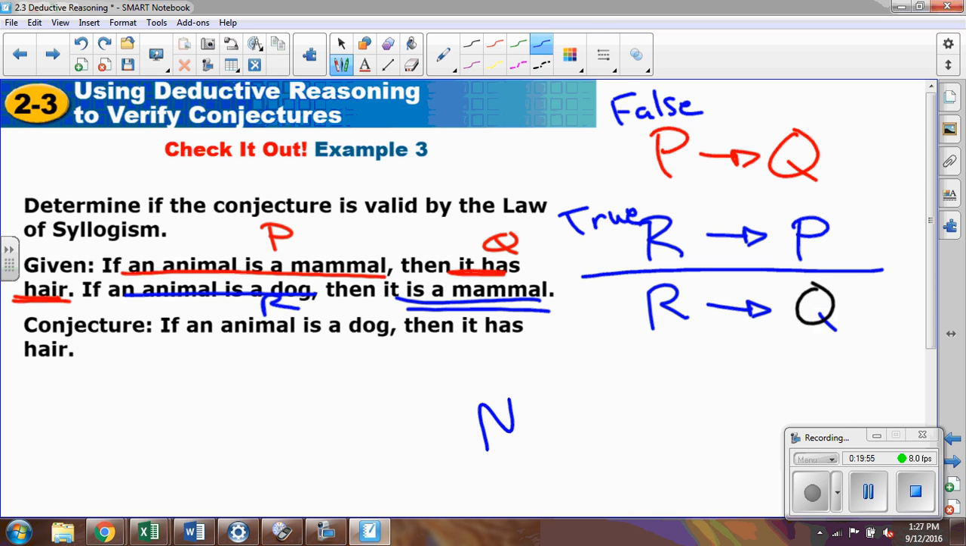And so we know that this would not be a valid conclusion. Even if it were a true statement, it's not a valid conclusion because it does not fit the structure that we need. We either have a problem with the first one being false, or we have a problem with the structure not being correct. Either way, we've got a problem. This is not valid logic.